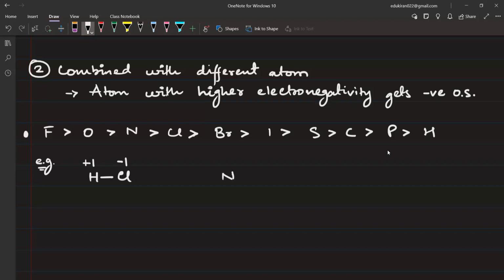Similarly, let us take a bit more complex, nitrogen with 3 hydrogens. So obviously nitrogen is having higher electronegativity. So for this hydrogen, it will be +1. This will also be +1. This will also be +1. Now, please remember, we have 3 hydrogens, 1, 2, and 3. So due to first hydrogen, nitrogen will get -1. Due to second hydrogen, nitrogen will get -1. And due to third hydrogen, nitrogen will get -1. So in total, nitrogen has -3 oxidation state.